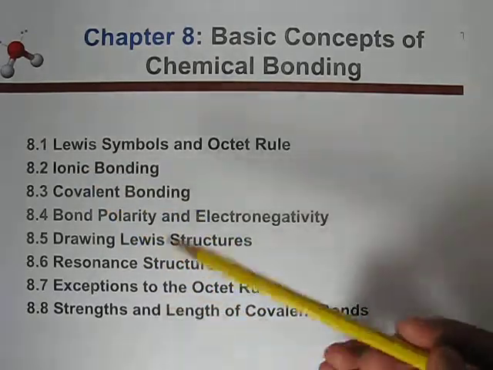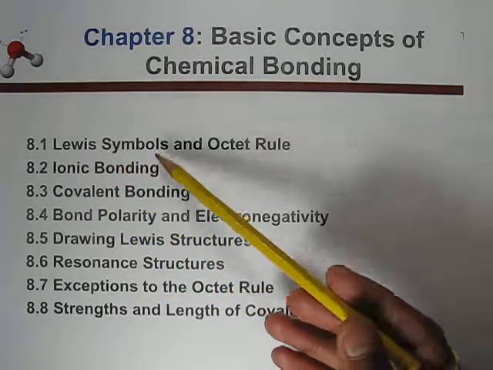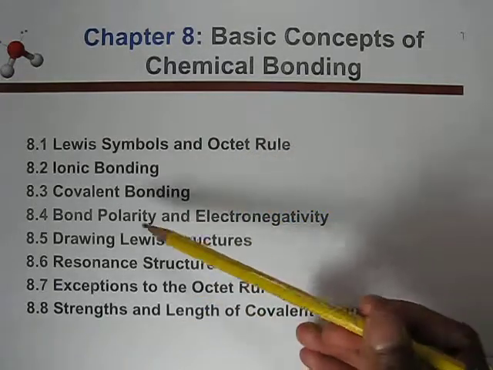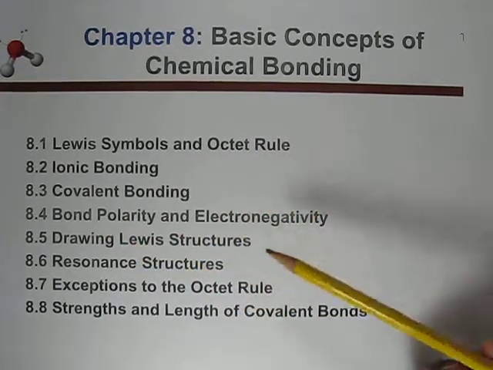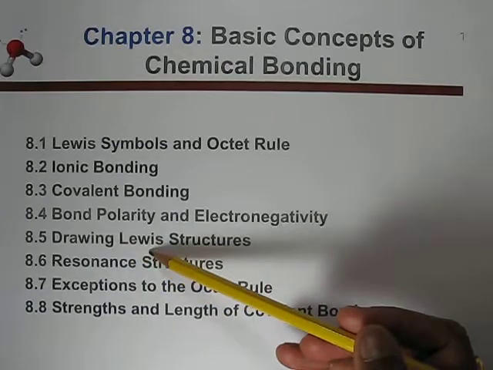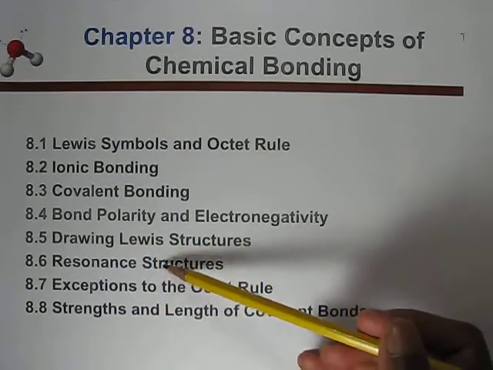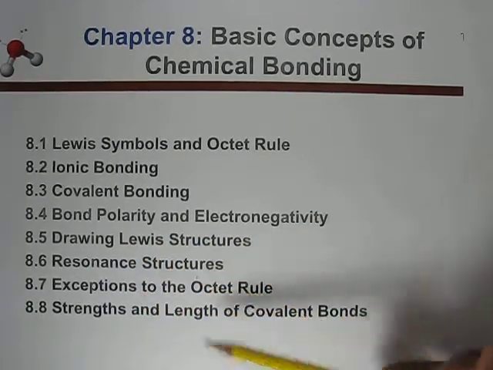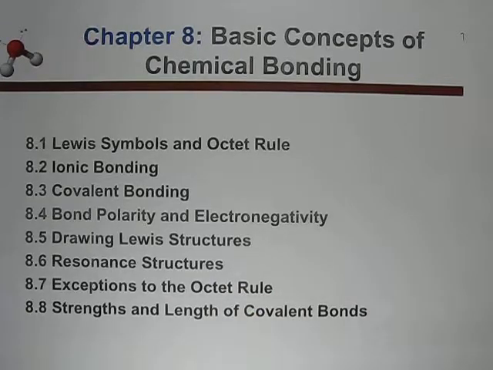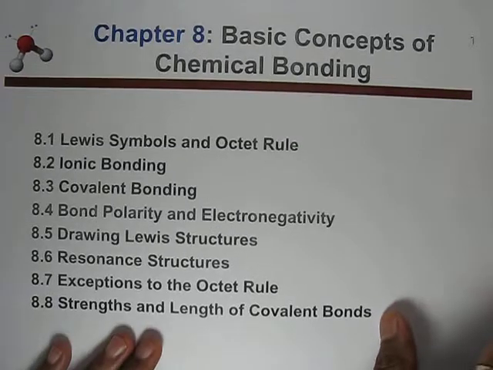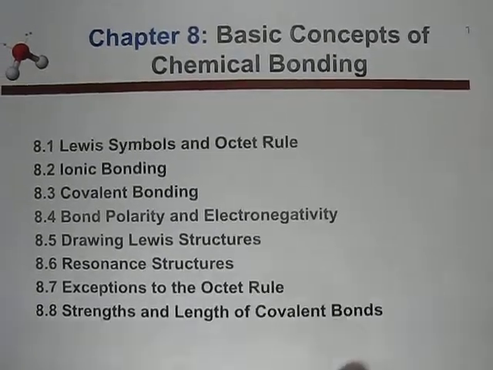covalent bonding, and then the Lewis symbol, the octet rule, bond polarity, electronegativity, how to draw the Lewis structure, resonance, exceptions to the octet rule, and the strength and length of the covalent bond. So first we will start with the types of chemical bonding.